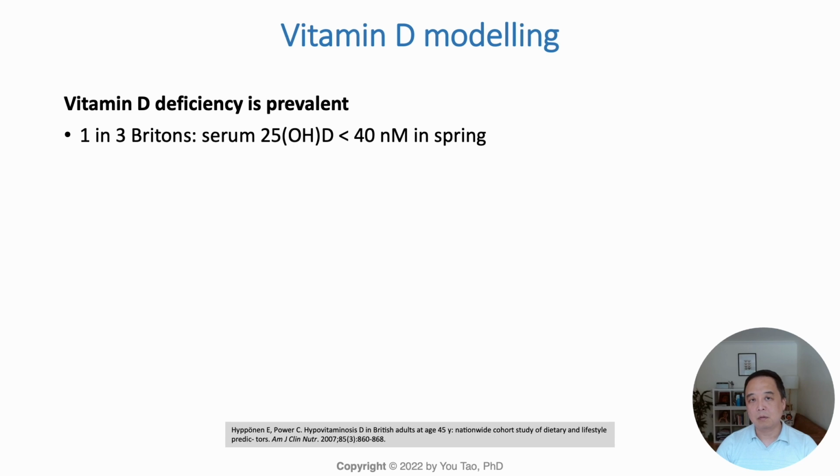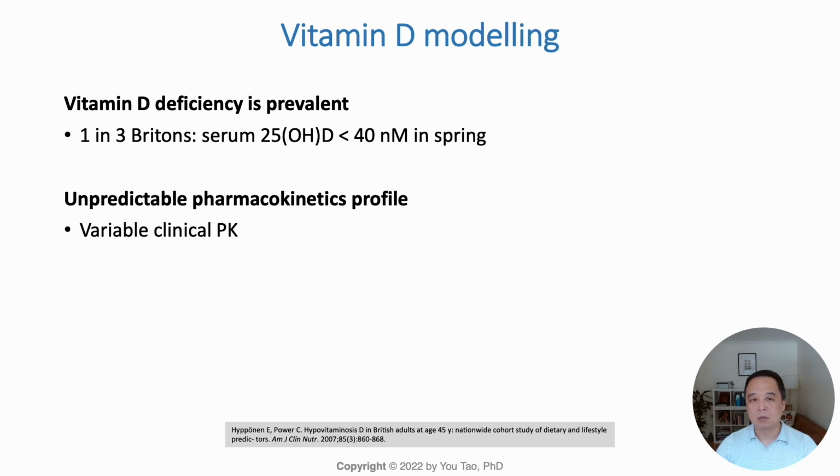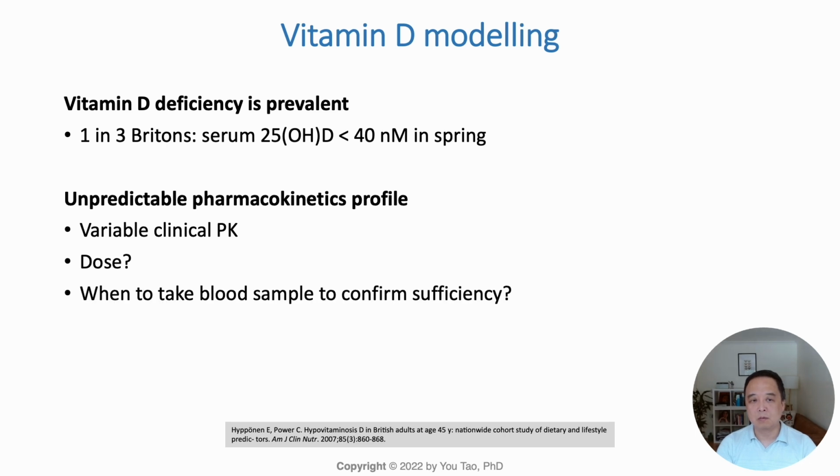Let's take a look at the example of vitamin D modeling. Vitamin D deficiency is prevalent throughout the world. In the UK, about 1 in 3 Britons are deficient in vitamin D in spring. When we started to look at this problem back in 2018, the pharmacokinetic profile of vitamin D appeared to be unpredictable. First of all, you have extremely variable clinical PK. Secondly, there was a lot of debate about the doses that should be given to patients, and hence these clinical trials were conducted using different doses. So the question really is, when you start dosing a patient at a particular dose, when do you need to take a blood sample to confirm sufficiency?